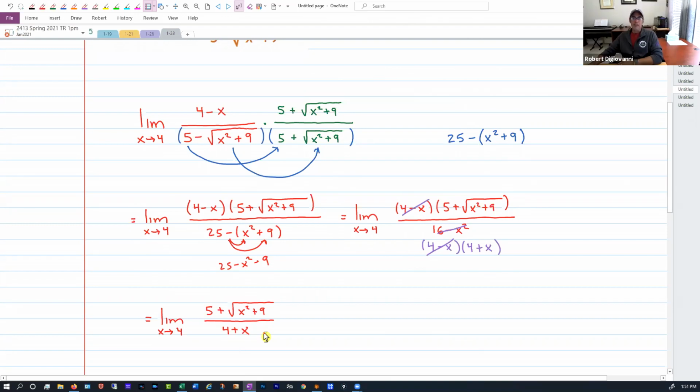And now we can go ahead and let x go to 4. So no more limit. I'm just going to start writing things. 5 plus square root of 4 squared plus 9 all over 4 plus 4, which is, let's see, that's 16 plus 9 is 25, and then square root of 25 is 5. So the top should be 10, and the bottom should be 8, which is really 5/4 if we reduce it. There we go. 5/4.